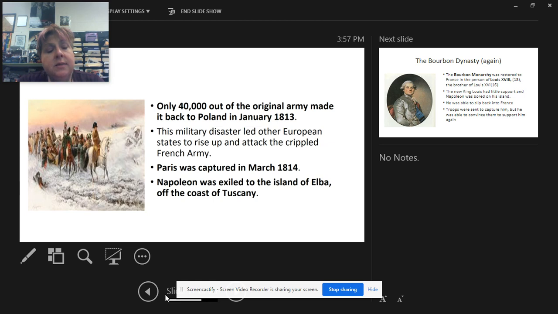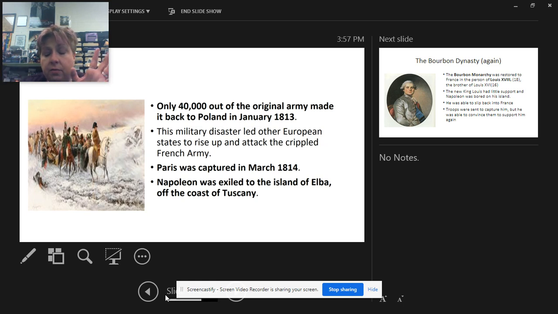The military disaster will allow Napoleon's enemies to rise up against him, attack the army. Paris will be captured in March of 1814, and then he is exiled to an island called Elba off the coast of Tuscany, and it's kind of off the coast of Italy, between the island where he was born and Italy.